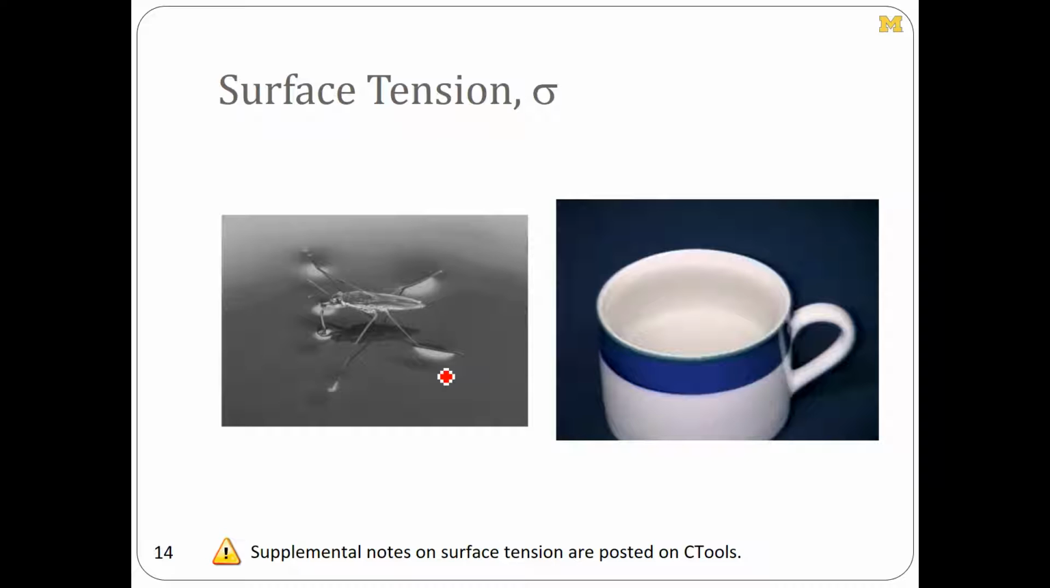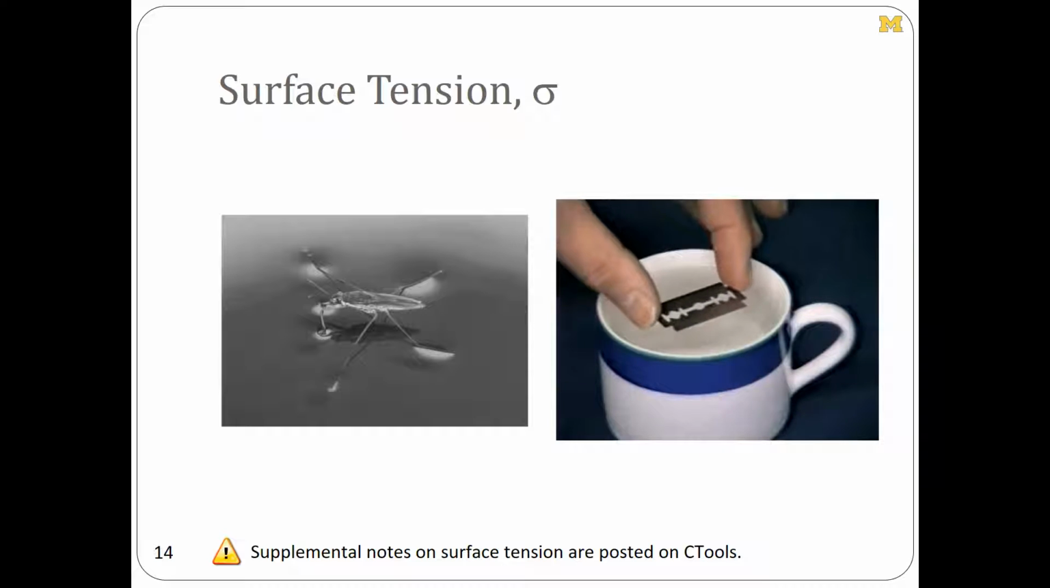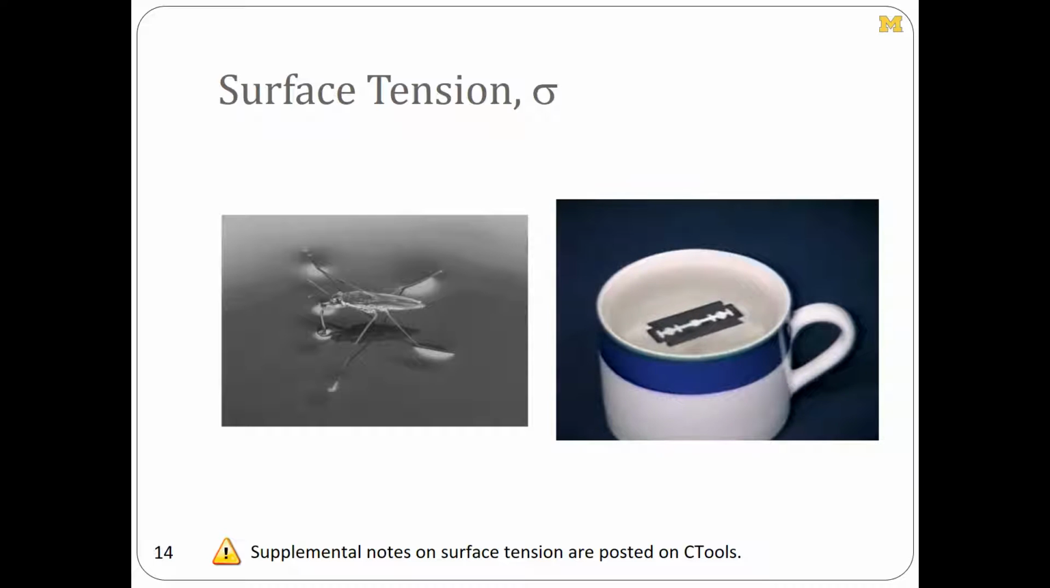It's also what allows people to do this neat trick with a razor blade, where even though a razor blade is constructed of steel, it's 8 times the density of water. If placed carefully on top of the surface of water, it'll actually float. Now, if perturbed enough, if shoved through the surface of the water, it'll sink rapidly, just as you'd expect steel to do.